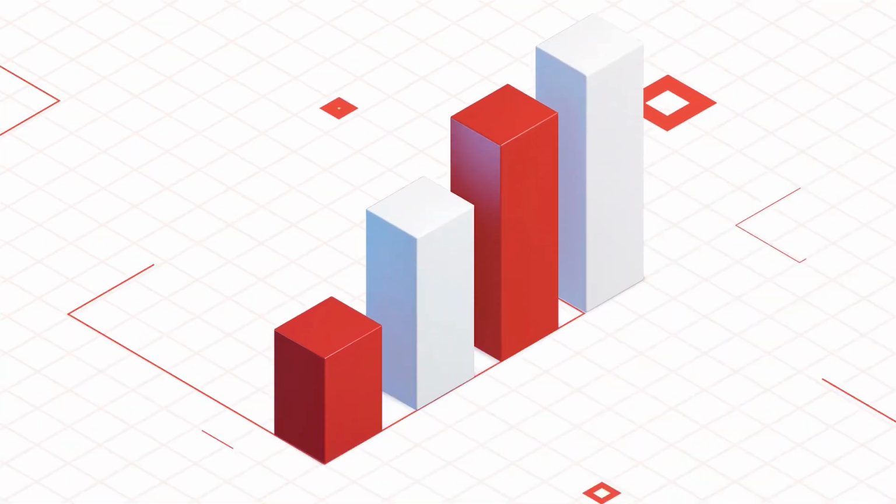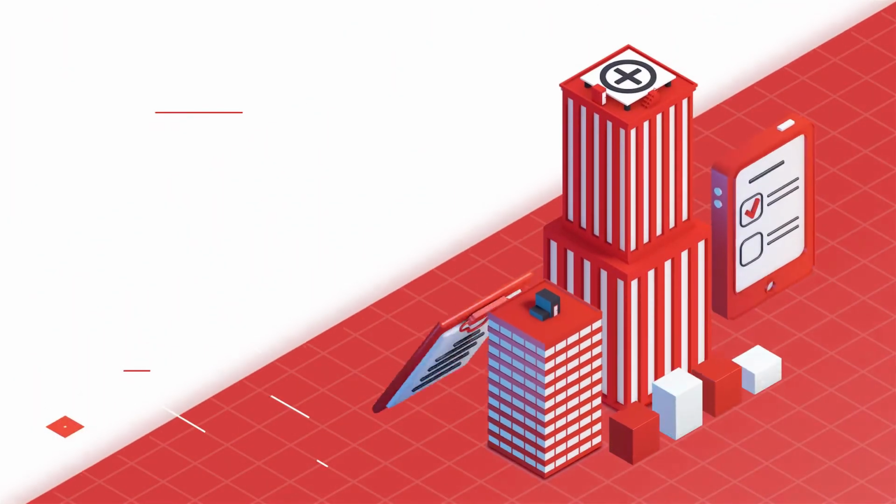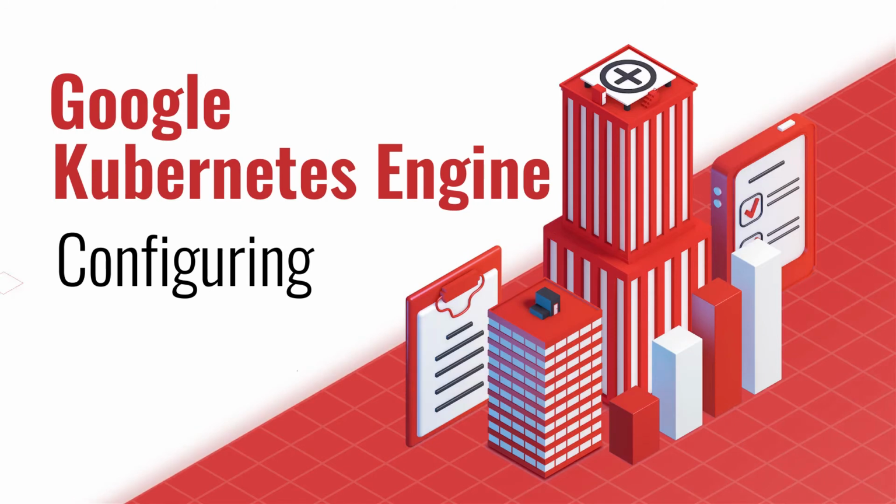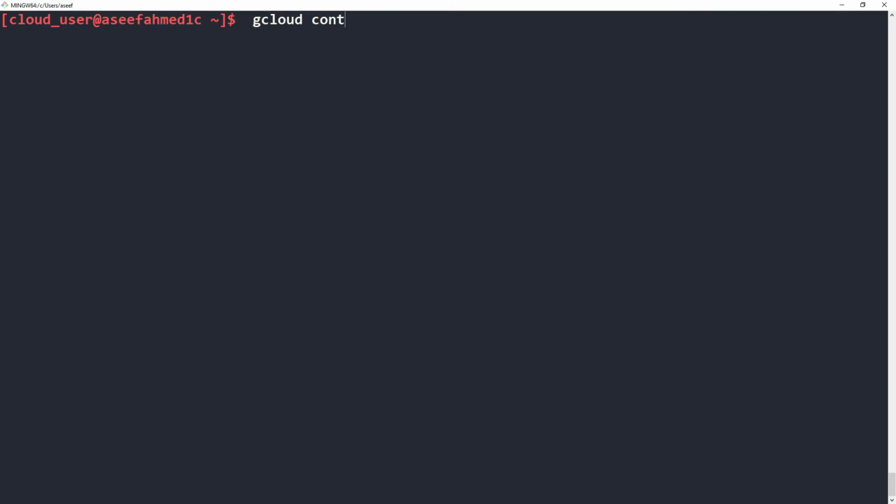This video will show you how to configure cluster access for kubectl command line tool in Google Kubernetes Engine. If we have multiple clusters within a Google Cloud project, we need to choose which cluster kubectl should talk to. We've seen how to set a default cluster for kubectl command with gcloud container clusters get-credentials command.